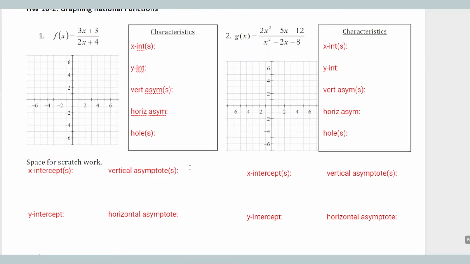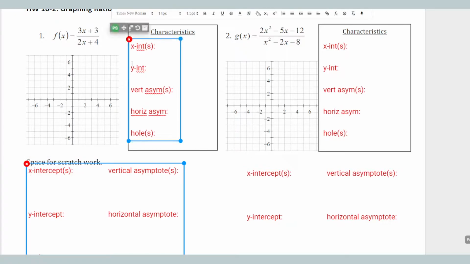To find the x-intercepts, we need to set the numerator equal to 0 and solve. So we're going to have 3x plus 3 equals 0. If we solve that by subtracting 3 and then dividing by 3, we'll get x equals -1. So we should have an x-intercept at -1, but before I write that in my answer box and plot it, I do need to check for holes. So I'm going to wait on that.